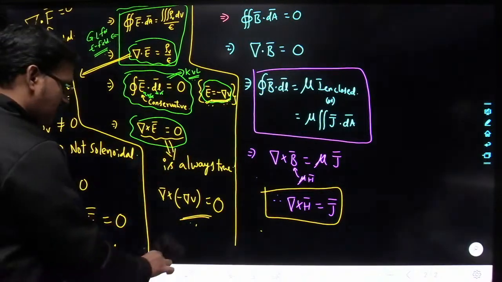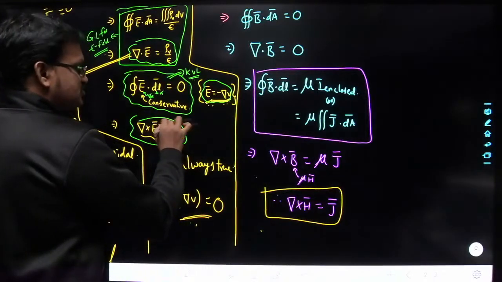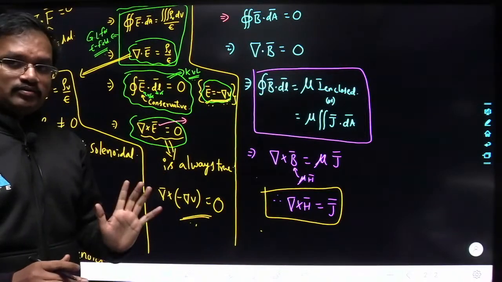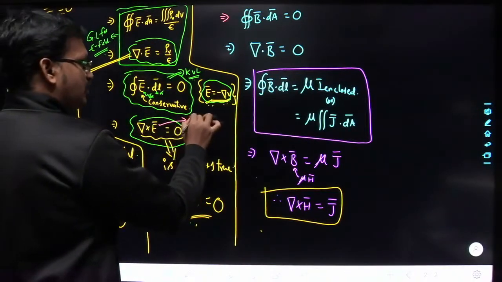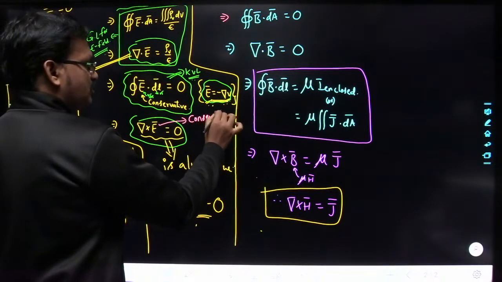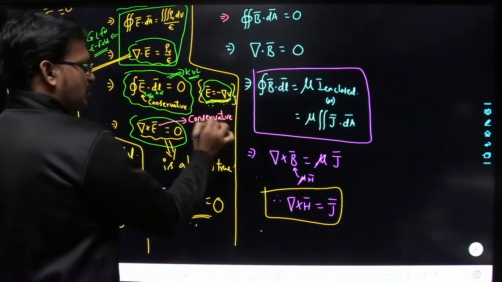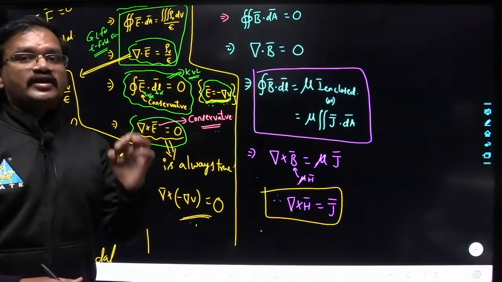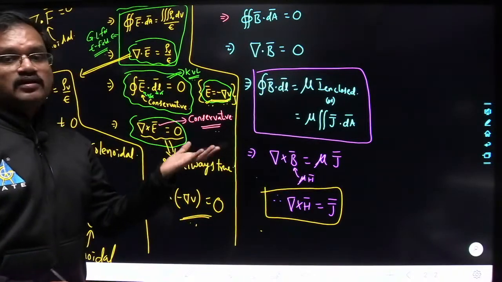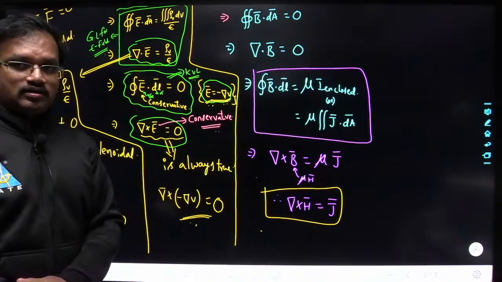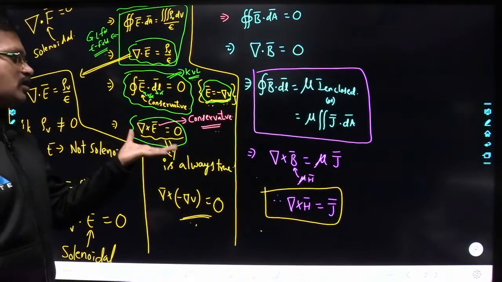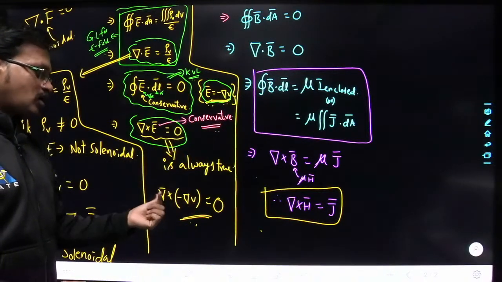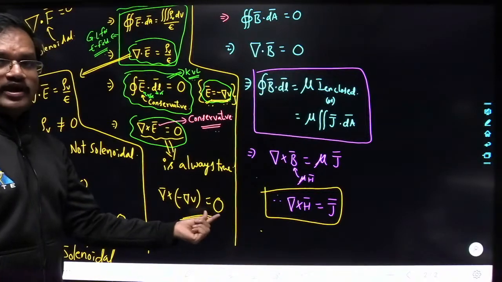So that means this electrostatic field is always conservative. Understood? How are we saying this? Because we know that if curl of any vector field is equal to 0, then that vector field is said to be conservative, curl free, or irrotational. So in electrostatics, curl of E bar is always equal to 0, and E bar is equal to minus gradient of V, so curl of gradient of V will always be equal to 0.